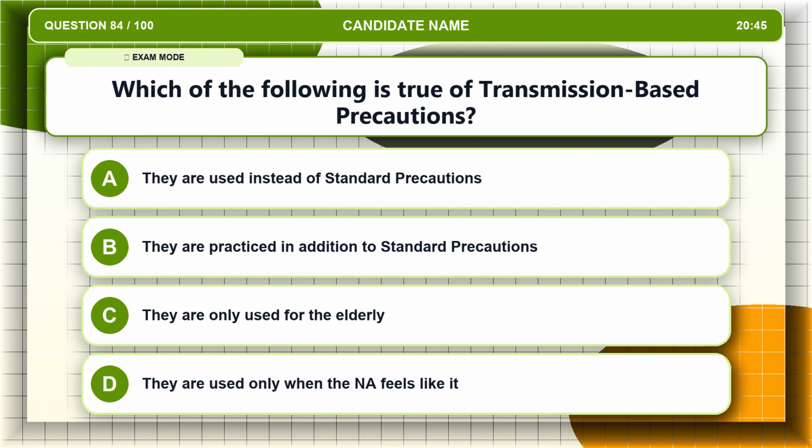Question 84. Which of the following is true of transmission-based precautions? Option A, they are used instead of standard precautions. Option B, they are practiced in addition to standard precautions. Option C, they are only used for the elderly. Option D, they are used only when the NA feels like it.